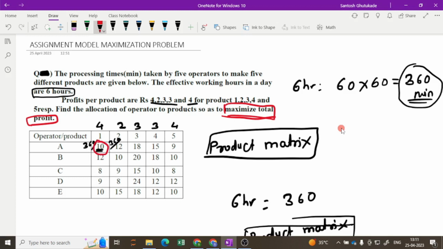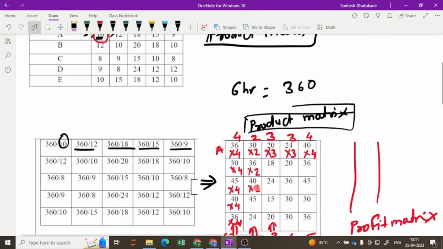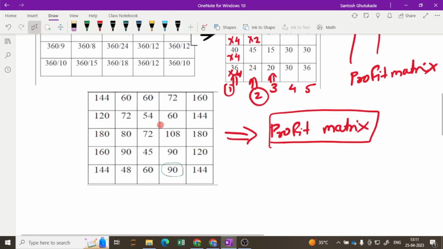So first we have calculated the product matrix, how many products we can produce in a given time. So here we have calculated these 36, 30, 20, 24 products that we can produce in a given time. Now each product has its profit: 4 rupees, 2, 3, 3 and 4. So we have multiplied the profit by the number of products, and then we get this profit matrix.